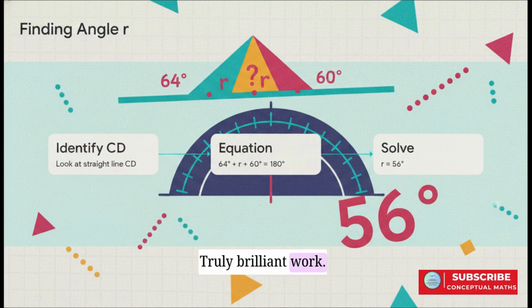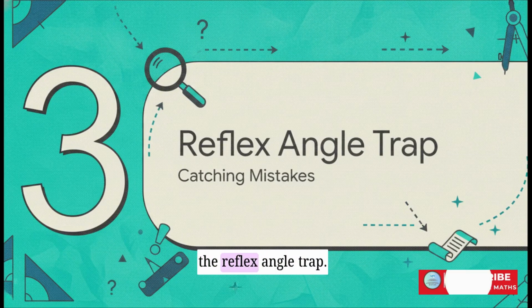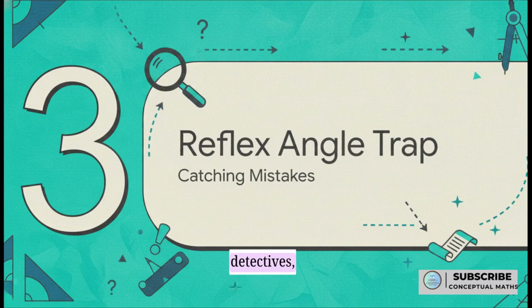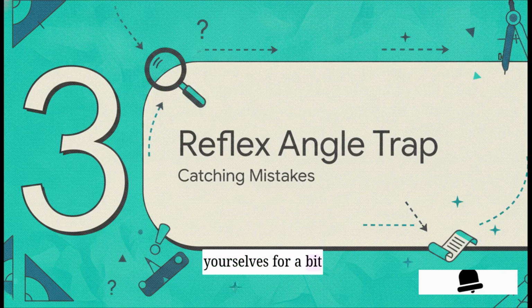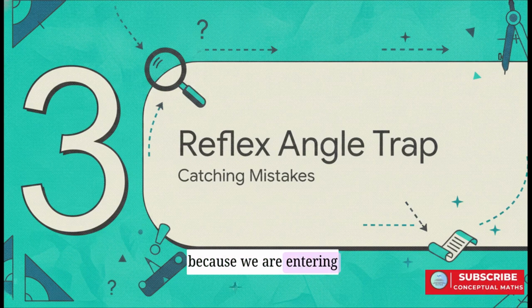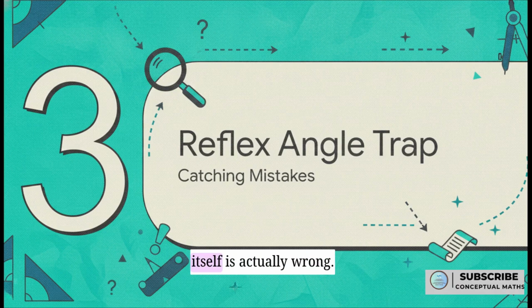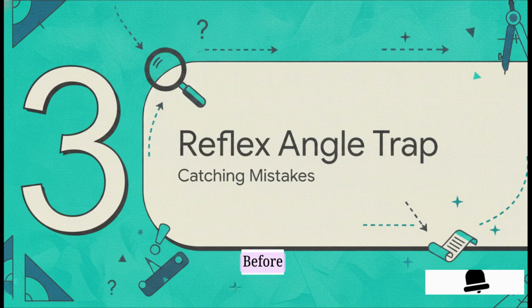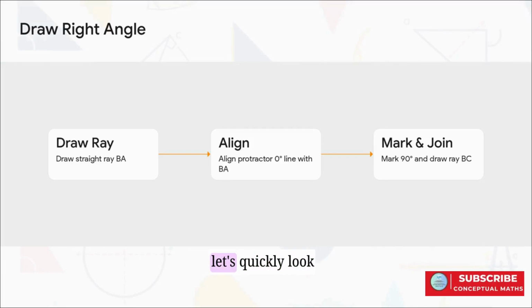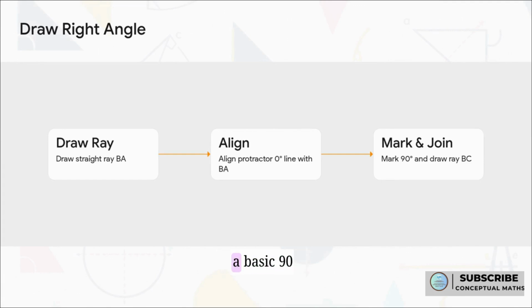Truly brilliant work. Section 3, the reflex angle trap. Now, detectives, I need you to brace yourselves for a bit of a plot twist, because we're entering myth-busting territory. Sometimes the printed textbook itself is actually wrong. Before the real trickery starts, let's quickly look at practice question 2A. This one simply asks us to construct a basic 90-degree right angle, angle ABC.